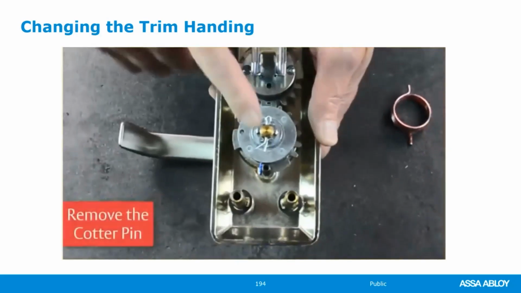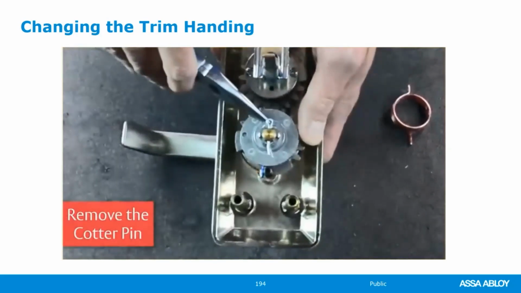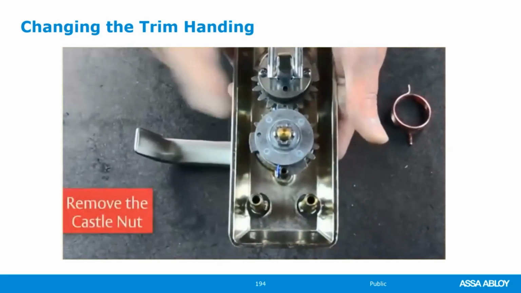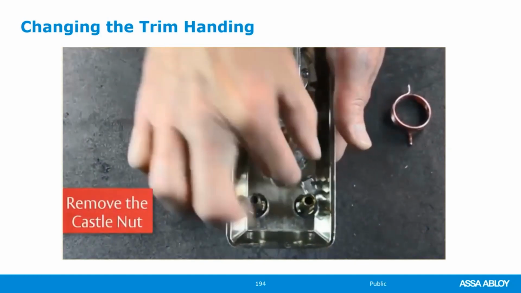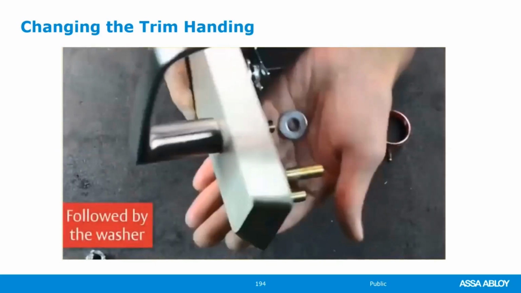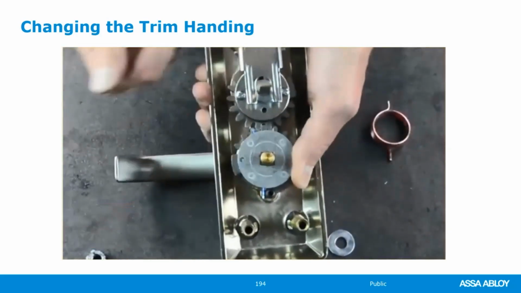So the first thing we're going to do is remove the cotter pin. Now we're going to remove the nut. Once the nut is removed, we're going to remove the washer. The washer is now removed. Now we're going to remove these components here.